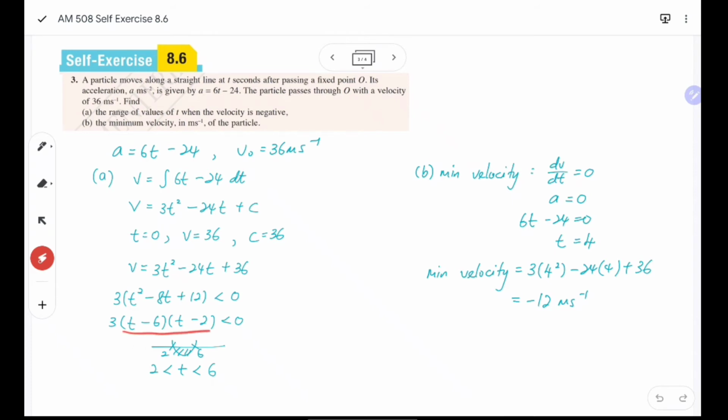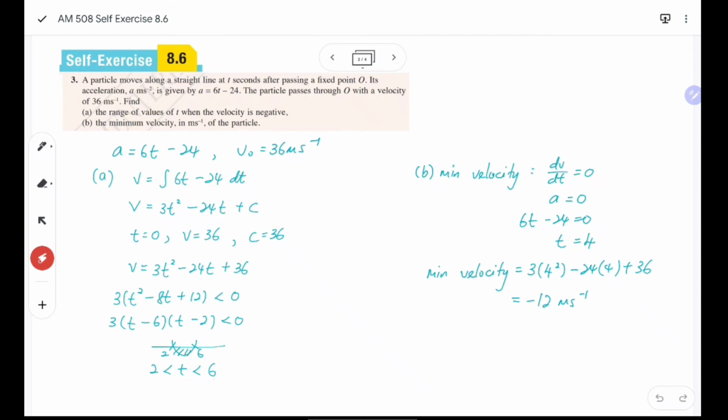So by solving this quadratic inequality, we will get t-axis intercepts at 2 and 6, with a smiley face. So for the function less than 0, we want the part of the function that's below the t-axis. So this is the part. So t is between 2 and 6.